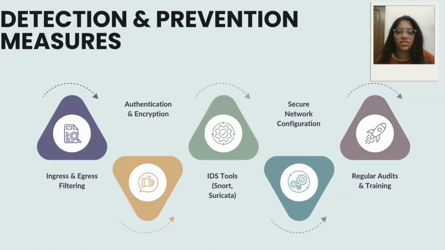Firstly, ingress and egress filtering. Implementing strict ingress and egress filtering ensures that only necessary and expected traffic enters and leaves our network perimeter. These critical measures help block malicious traffic, prevent data exfiltration, and reduce our overall attack surface.